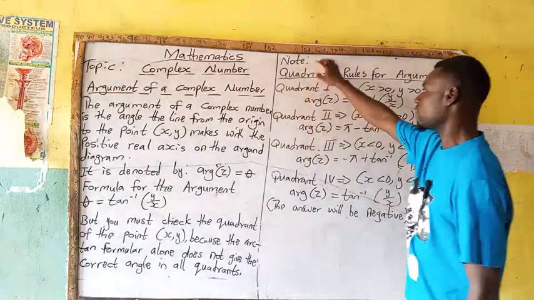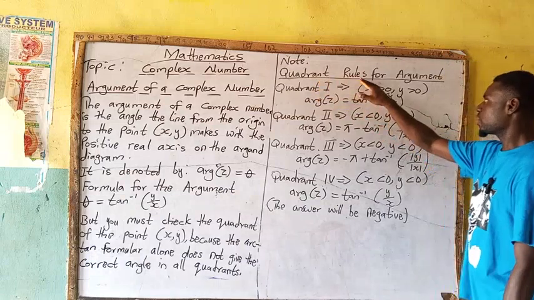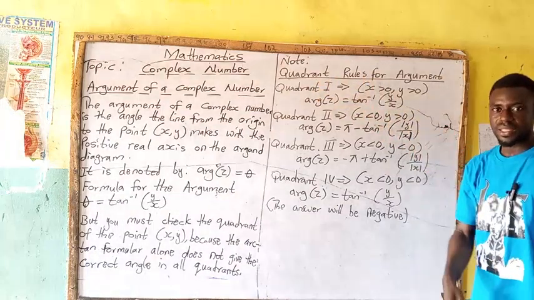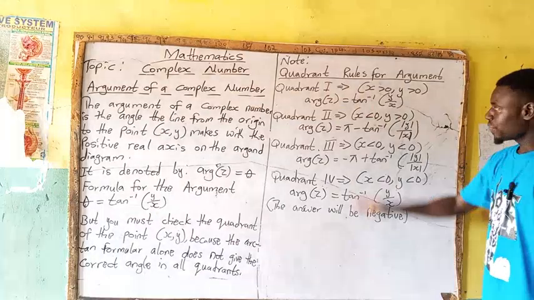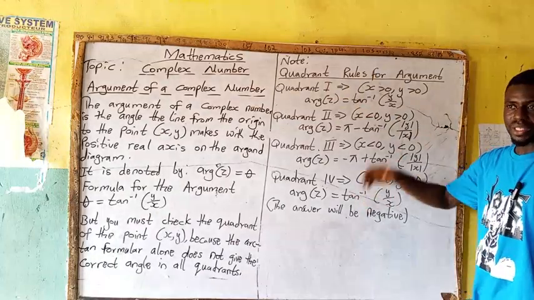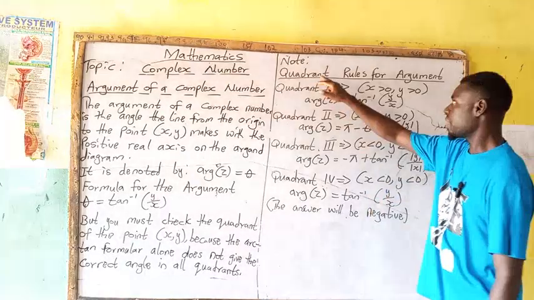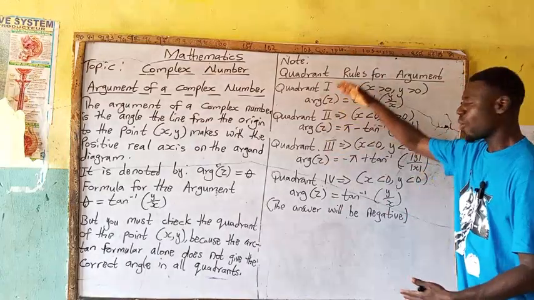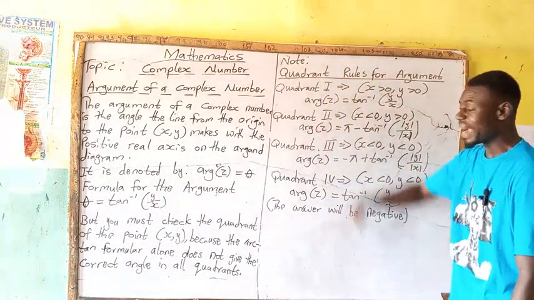Now let's go to this one. Take notes. The quadrant rules. You have to know this rule by force. Whether you're in the university or in secondary school, this formula, if you want to cram it, you cram it. If you want to know it, you know it. The quadrant rules for argument. If I were you, even when sleeping, I would see it in my dream.